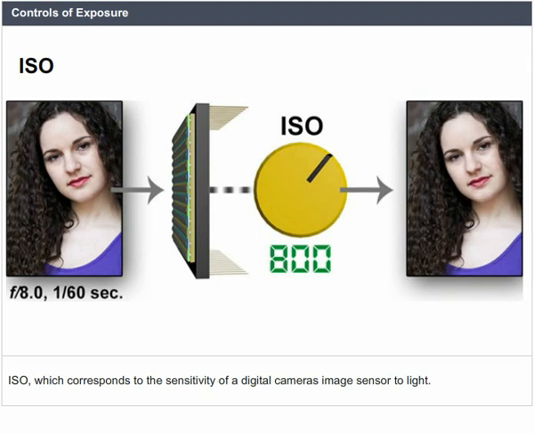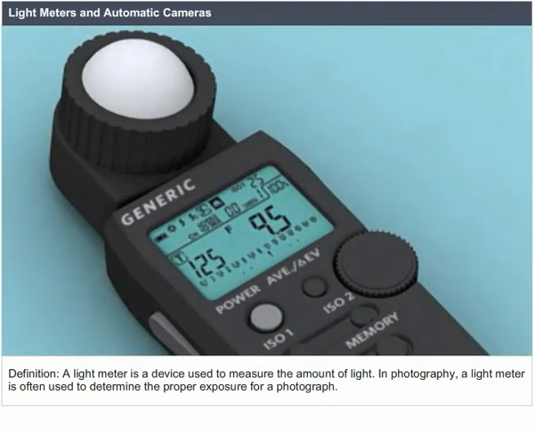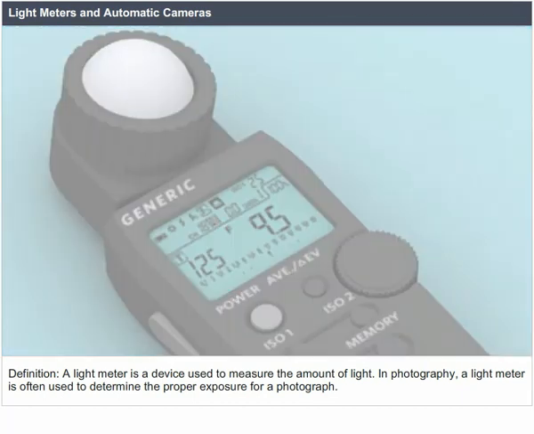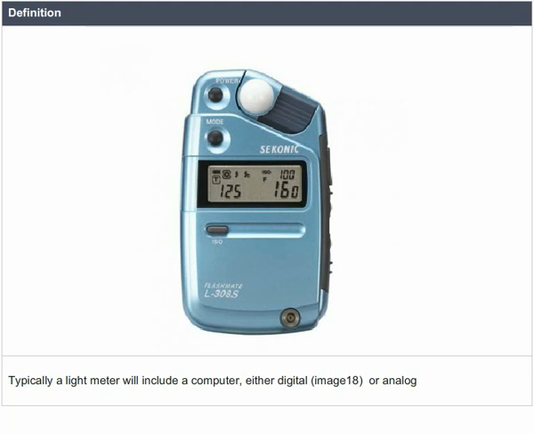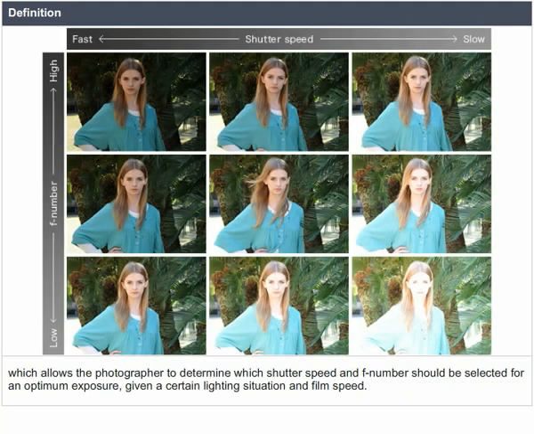Light meters and automatic cameras. Definition. A light meter is a device used to measure the amount of light. In photography, a light meter is often used to determine the proper exposure for a photograph. Typically, a light meter will include a computer, either digital or analog, which allows a photographer to determine which shutter speed and F number should be selected for an optimum exposure given a certain lighting situation and film speed.